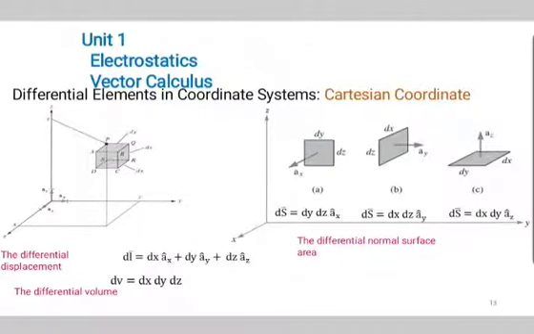So differential elements in coordinate systems are given, first the Cartesian coordinate. The first diagram is the differential displacement, second differential normal surface area. So dl bar is dx ax cap plus dy ay cap plus dz az cap, and differential volume dv is dx into dy into dz. These are just the equations which we have to use while solving the problems.